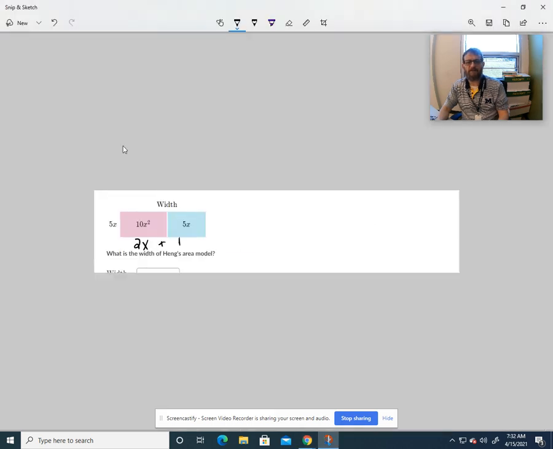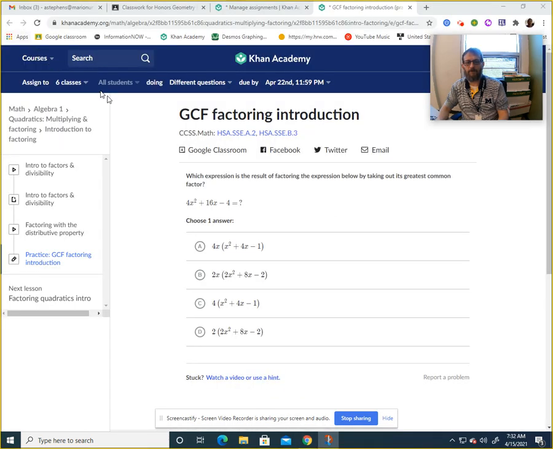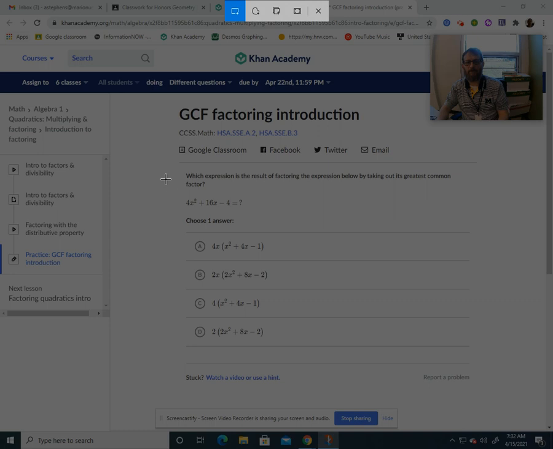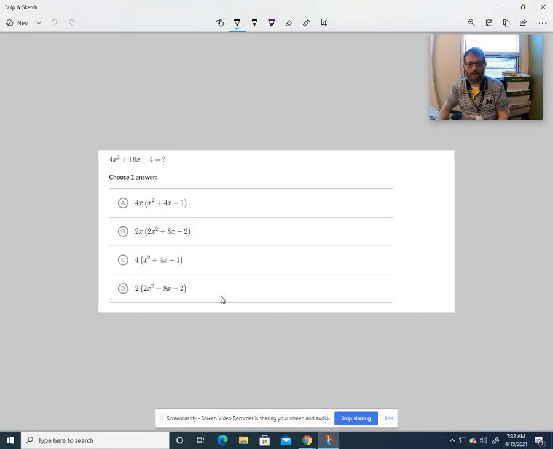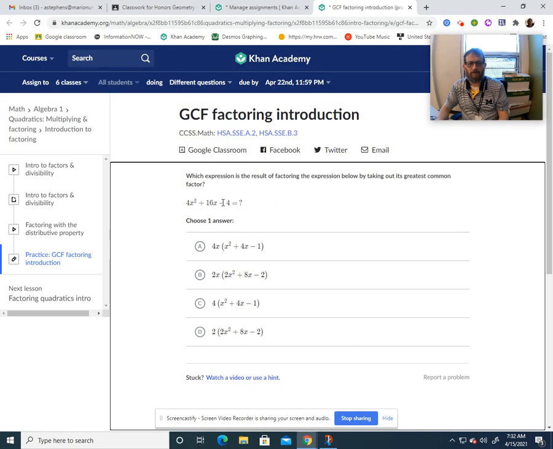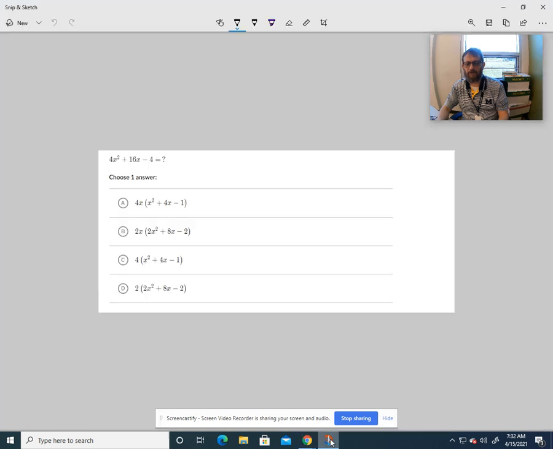Okay, now here's a similar idea. This time they're not going to let us do area. They're going to just have us do it in our minds. We don't have to draw the area out. And I'm going to go back and make sure. Okay, so it's definitely saying take out the greatest common factor. I wanted to make sure what they were asking for.